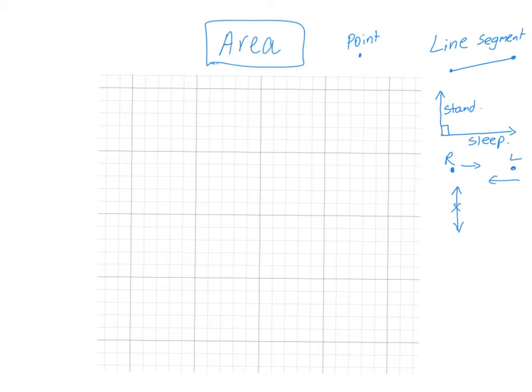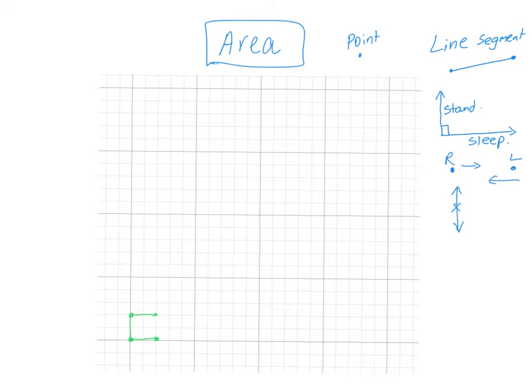Anyways, let's trace an area. So if I'm at this point, let's take a point. I'm down here. And I move 2 units, right? 2 spaces or 2 steps. And then I move 2 steps vertically. And then 2 steps this way. And then 2 steps this way. So what shape am I tracing?